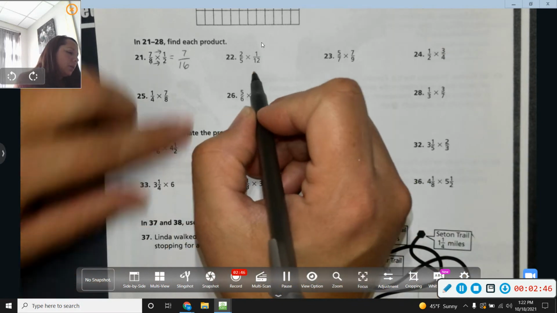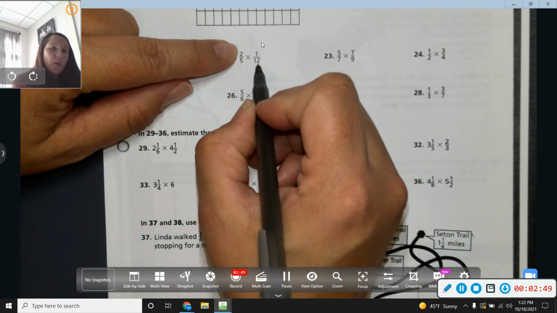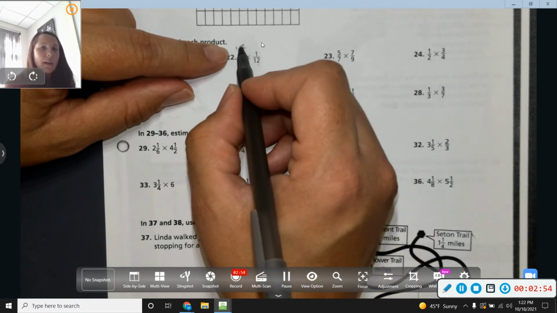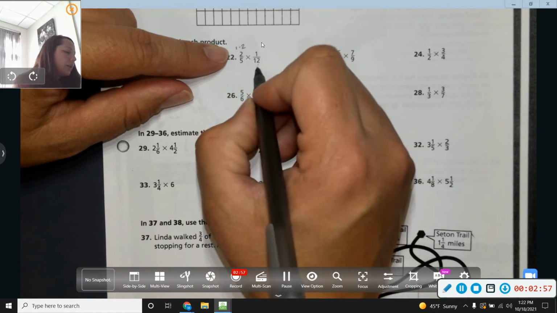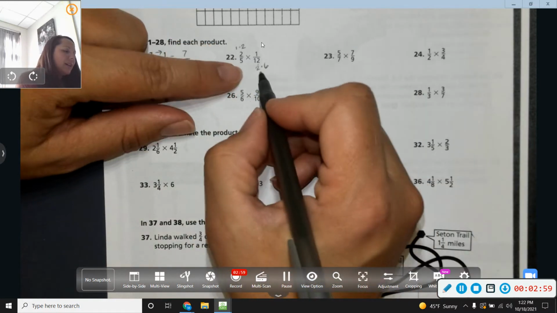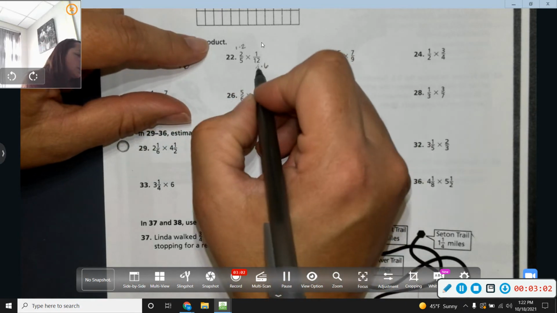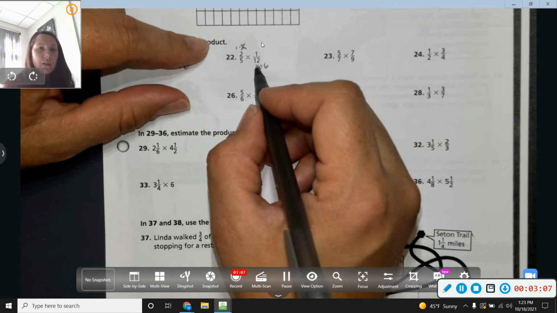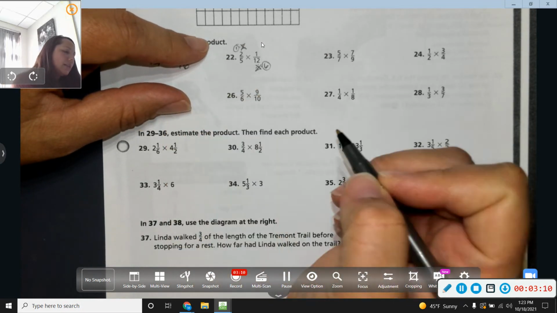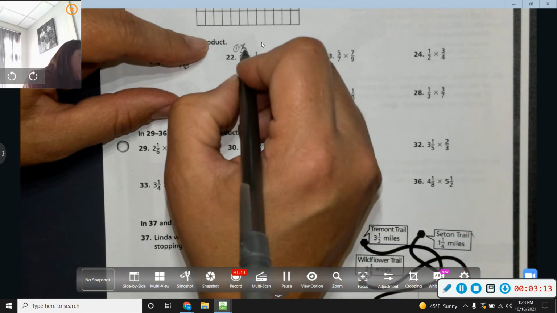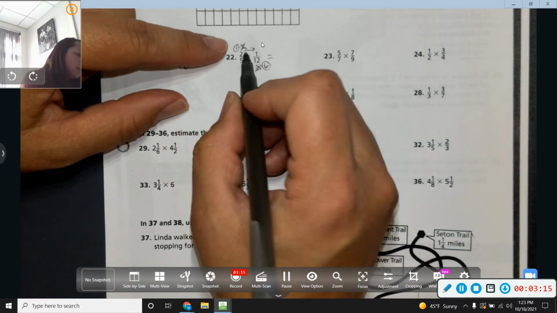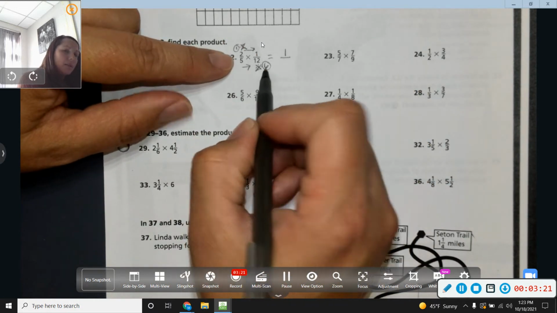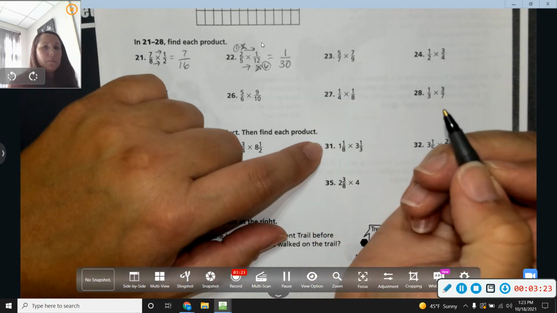Number 22. I can reduce 2 and 12. Okay. I know now I'm going to come up with my factors. 1 times 2 is 2. And I know that 2 times 6 is 12. So I'm going to reduce out or divide out the 2's. So I'm left with a 1 and a 6. Okay? Now I can multiply straight across. 1 times 1 is 1. 5 times 6 is 30.